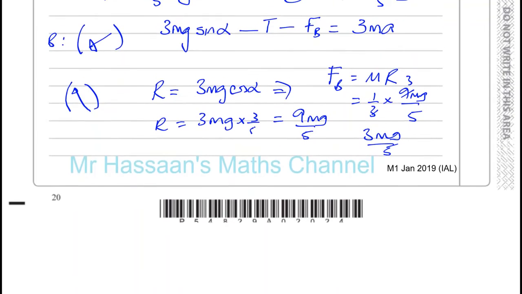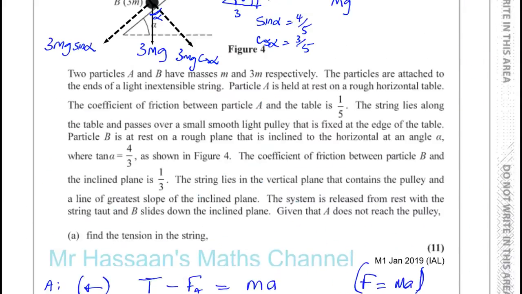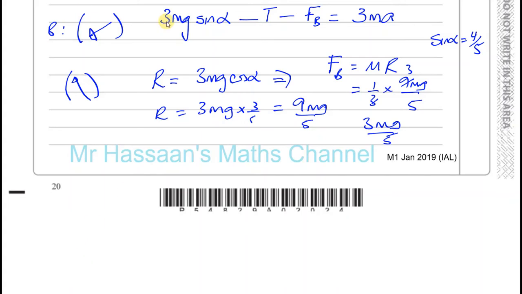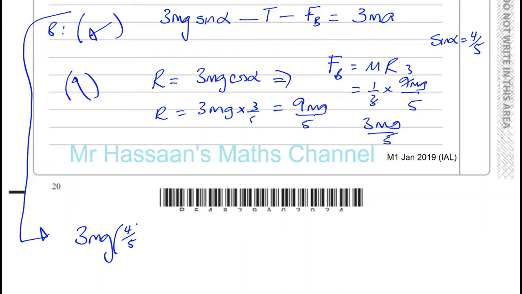Now I can put these values into this equation up here. I know that sine alpha is 4/5, as we can see from up here. So taking this equation and filling all the details in, we have 3mg times sine alpha, which is 4/5, minus T, which we don't know, minus the friction at B, which is 3mg over 5.